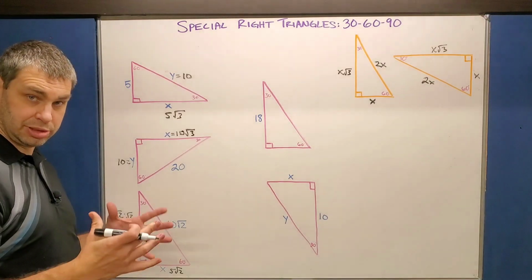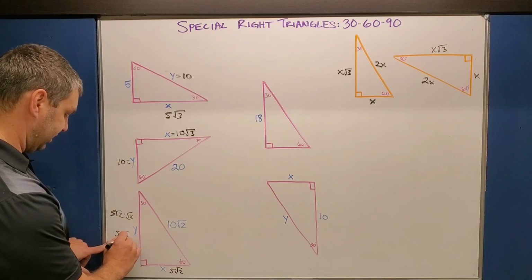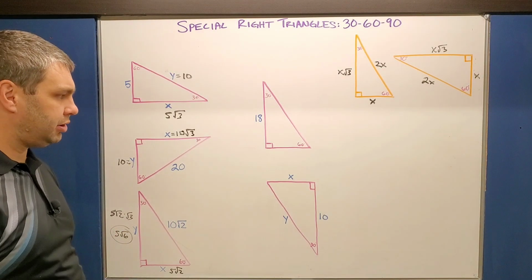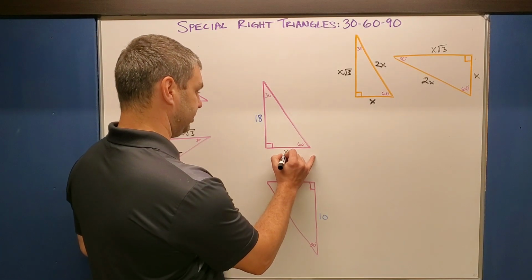Remember, we know how to multiply square roots, so this is going to end up being 5 square roots of 6 for my long leg there. All right, save the hardest 2 for last. That's going to be these 2 here. And oops, I need an x and a y on this one.